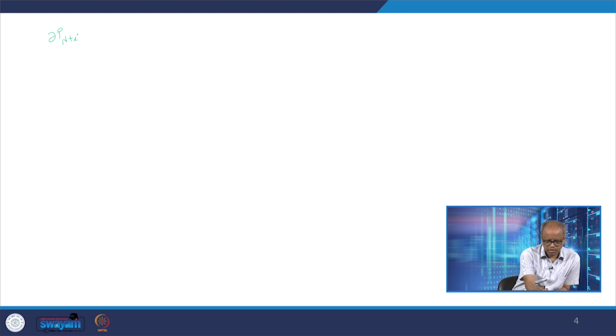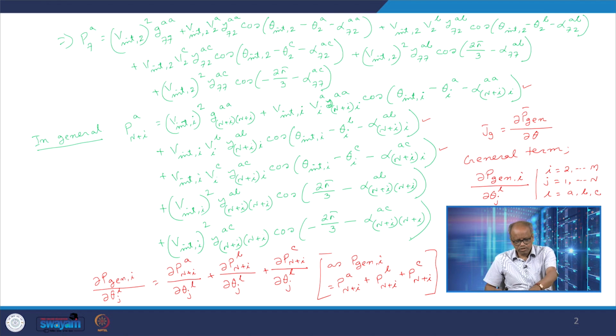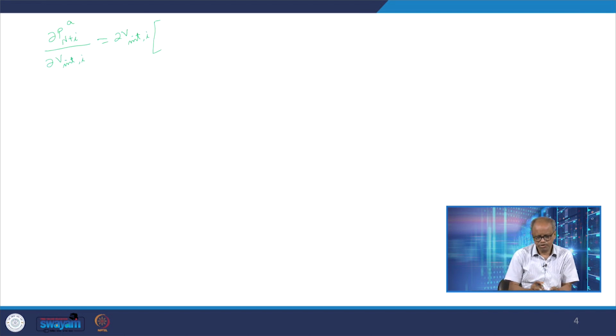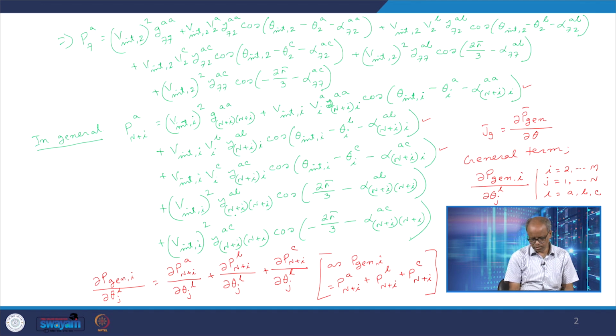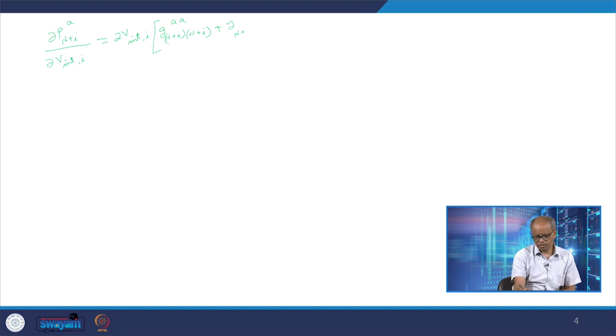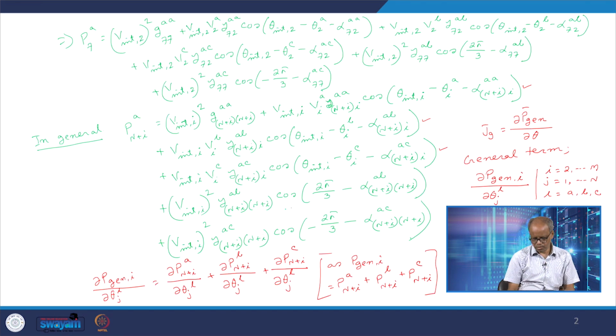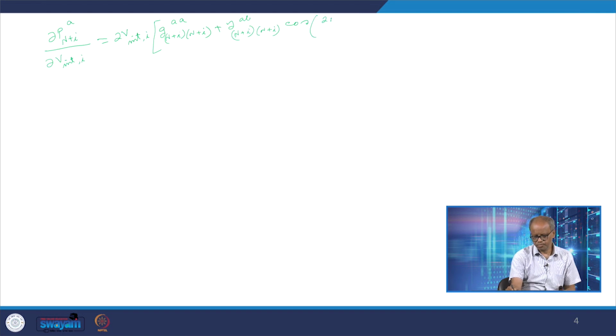del P n plus I A by del V internal I is equal to 2 into V internal I, and then let me collect this: G n plus I, n plus I A, so it will be G n plus I, n plus I A, plus, from here I will get one Y n plus I A B, Y n plus I, n plus I A B, cos, it will be cos of 2 pi by 3 minus alpha n plus I, n plus I A B.